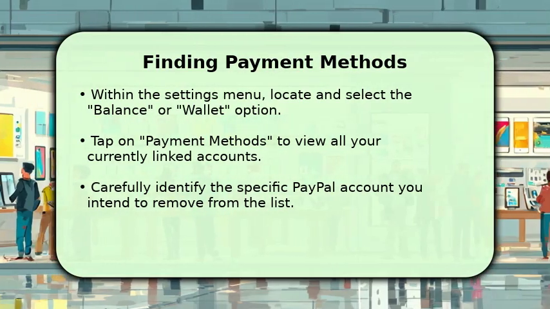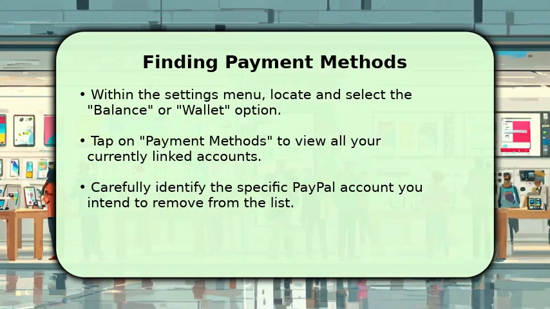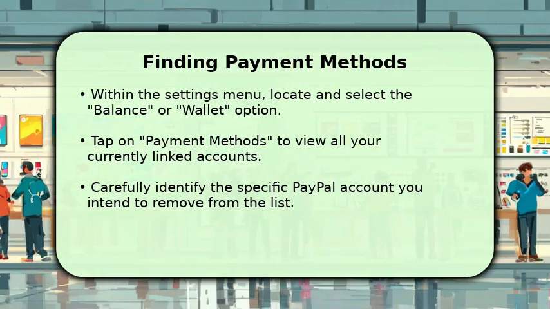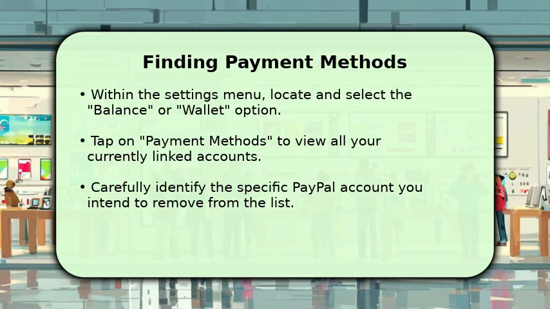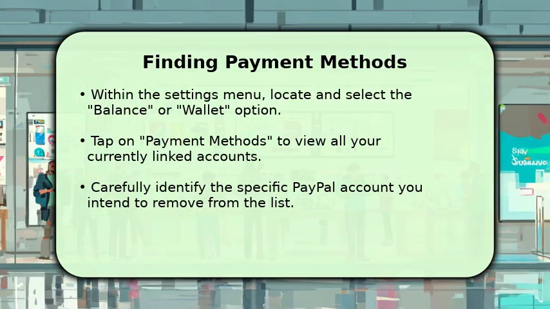Once you are in the Settings menu, look for an option labeled Balance or Wallet and select it. This section manages your financial interactions within the app. Next, tap on Payment Methods to display all the payment accounts you have linked.